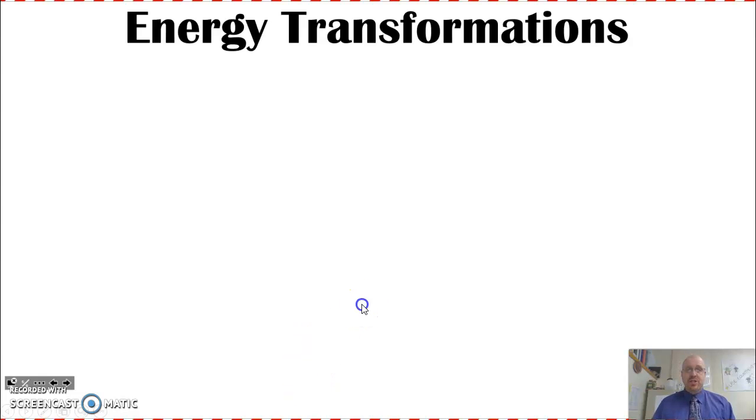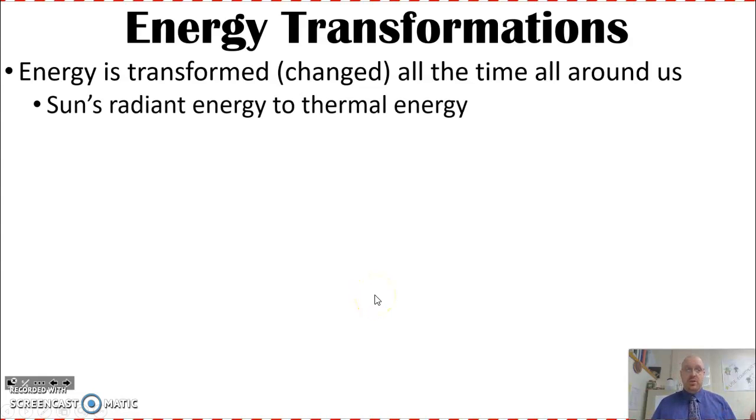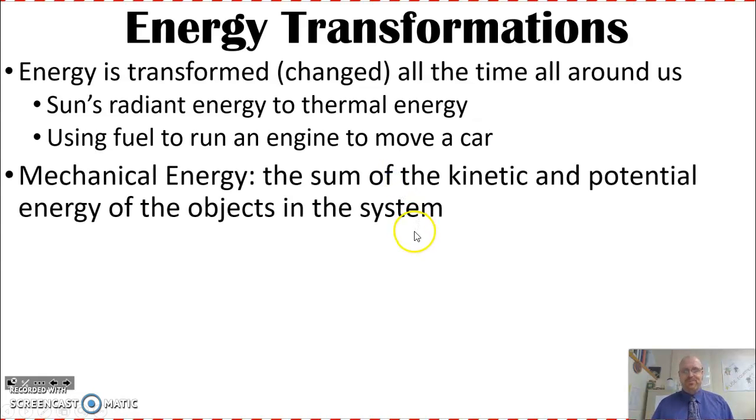Next, we want to talk about energy transformation. What do we mean? Energy is transformed or changed all the time around us. For instance, the sun's radiant energy arrives at the Earth. That's converted sometimes to thermal energy, which keeps us warm. We take chemical energy and use a reaction, and we basically move the car. It goes from chemical to thermal. That's how the expansion properties work inside the internal combustion engine, and it provides motion. So we go from chemical to thermal to kinetic energy in a car.